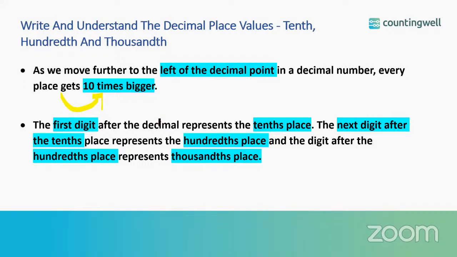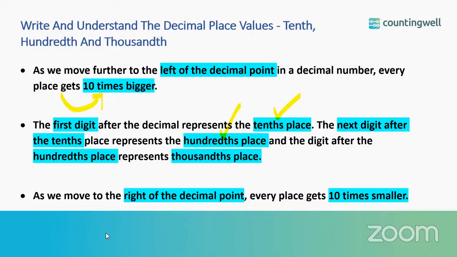Whereas the first digit after the decimal point represents the tenths place, meaning 1 upon 10. The next digit after the tenths place represents the hundredths place, meaning 1 upon 100. And the digit after the hundredths place represents the thousandths place, that is 1 upon 1000. As we move to the right of the decimal point, every place gets 10 times smaller, because here we can see the tenths place is 1 by 10. The next digit after the tenths place is the hundredths place, that is 1 by 100. So we are getting a 10 times smaller place as we are moving to the right side.